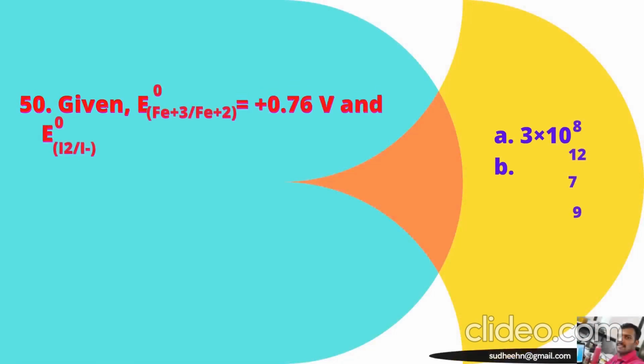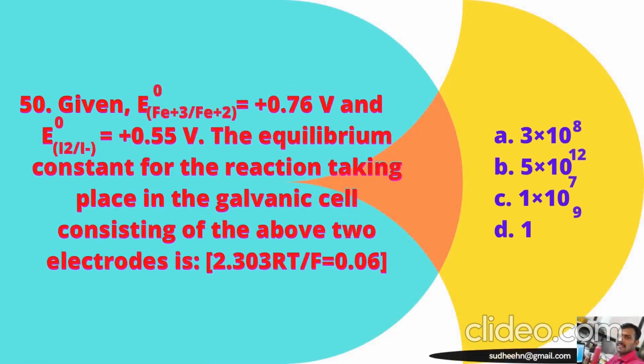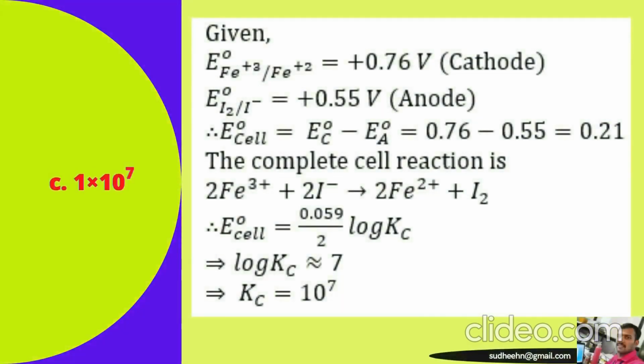Question number 50. Given E0 for ferrous plus 3 and plus 2 ion is equal to 0.76 volts, and E0 of iodine I2 in iodide solution is equal to 0.55 volts. The equilibrium constant for the reaction taking place in the galvanic cell consisting of the above two electrodes is, given 2.303 RT divided by F equal to 0.06: option A 3 into 10 to 8, option B 5 into 10 to 12, option C 1 into 10 to 7, and option D 1 into 10 to 9.